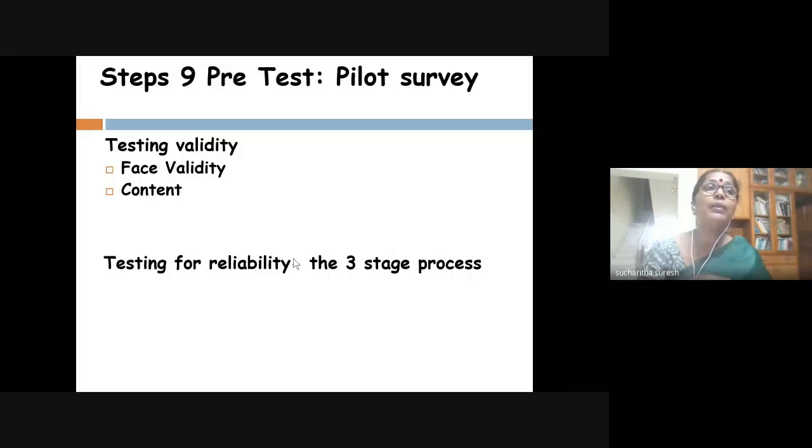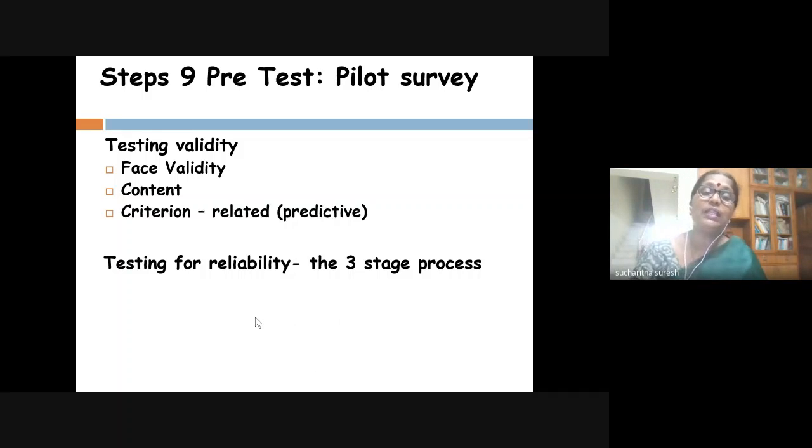Otherwise, at least three to five people you have to give the questionnaire to and get their consent. Whatever changes they ask you to do, of course, you have to take care of it. Okay. Next is reliability. Reliability is for the questions you have taken, no?